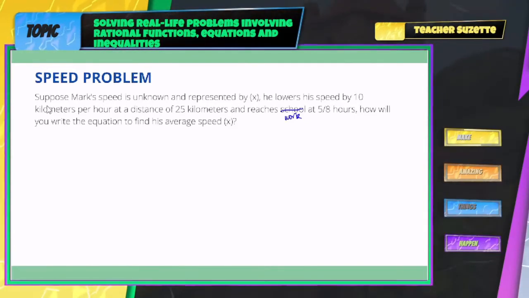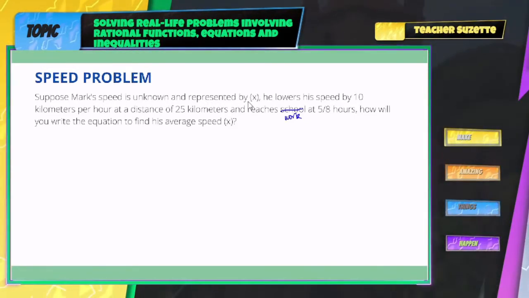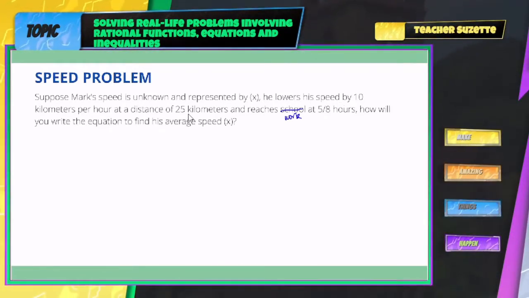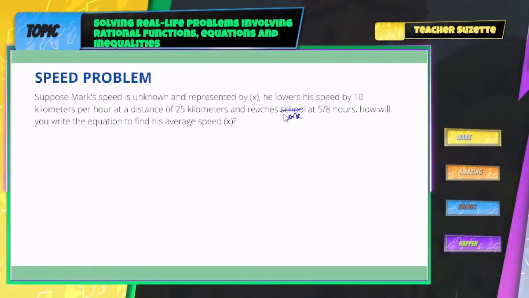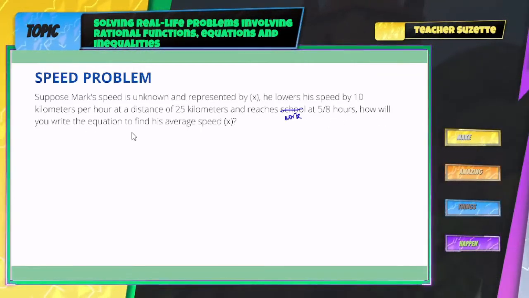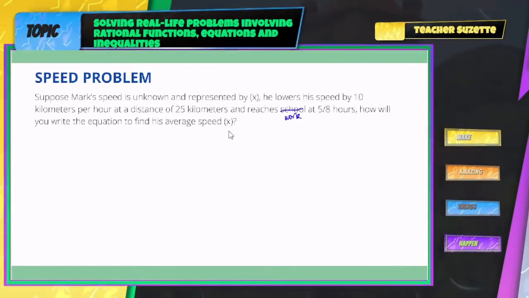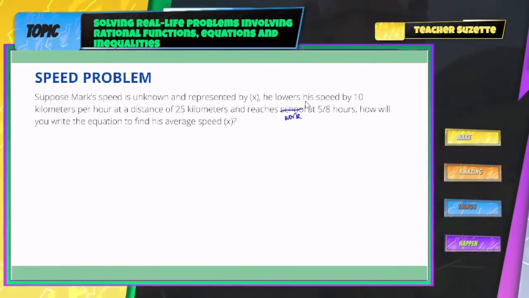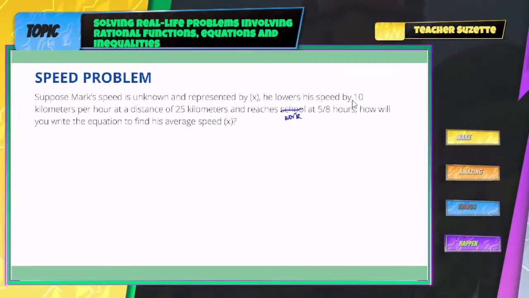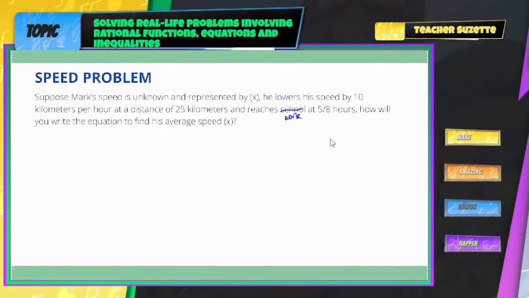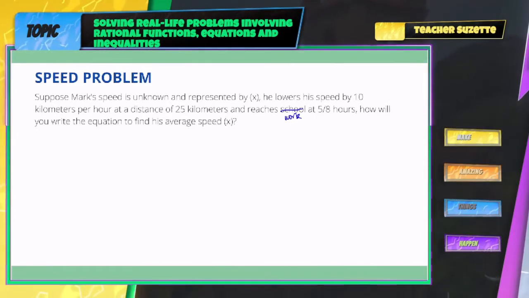Let's continue. Suppose Mark's speed is unknown and it's represented by X. He lowered his speed by 10 kilometers per hour at the distance of 25 kilometers and reaches work at 5/8 hours. So how will you write the equation to find the average speed X? So tulad lang din ito ng ating second problem, but this time iba po yung ating situation. Meron tayong kailangang i-consider, which is yung kanyang pag-lower ng speed of 10 kilometers per hour. So, same pa rin naman ang gagawin natin.